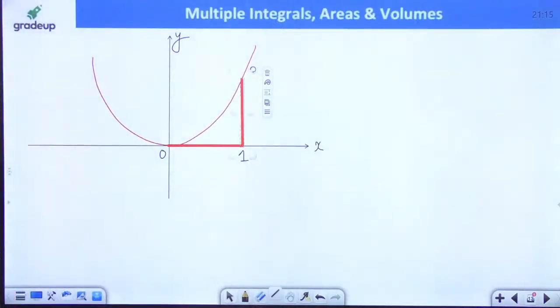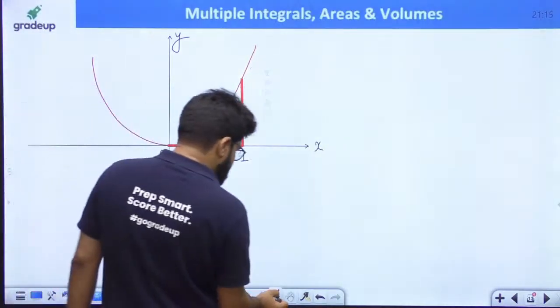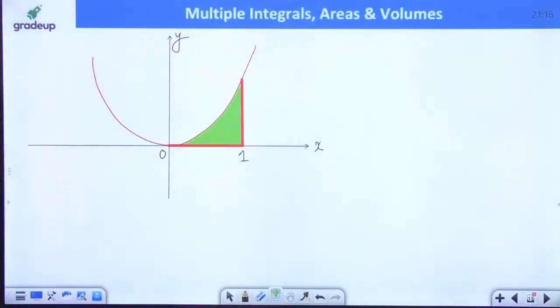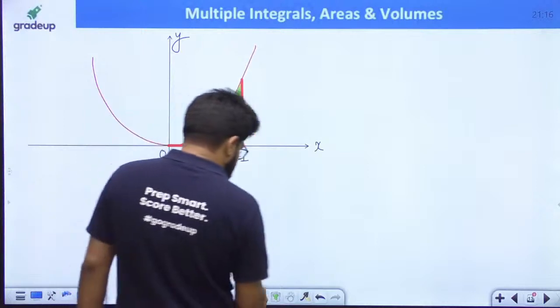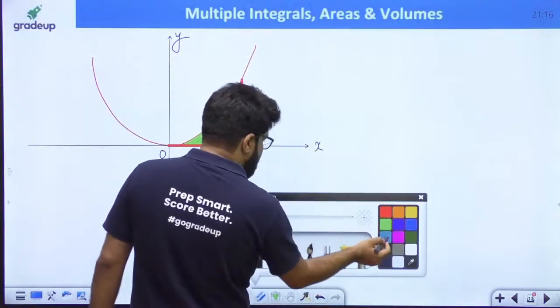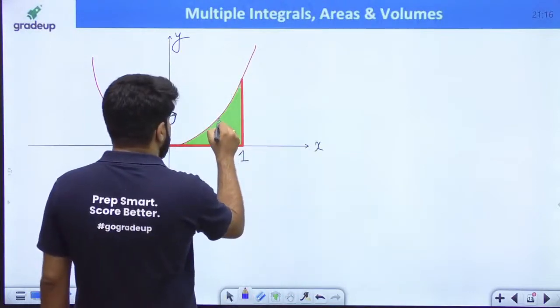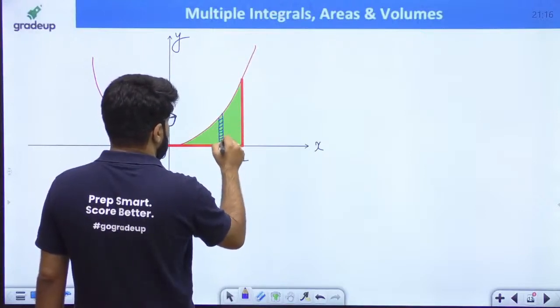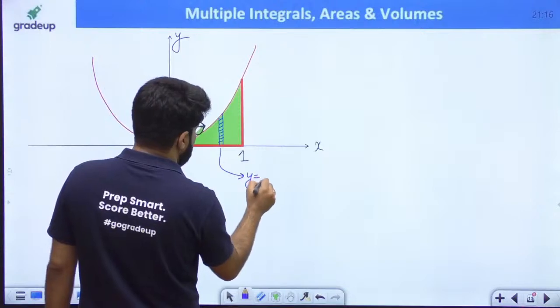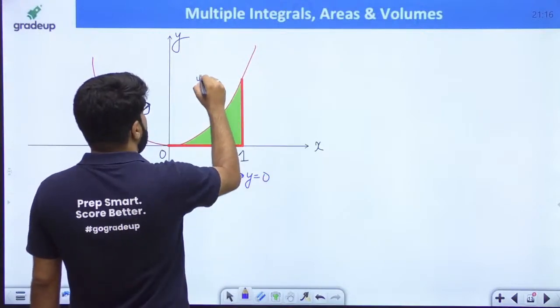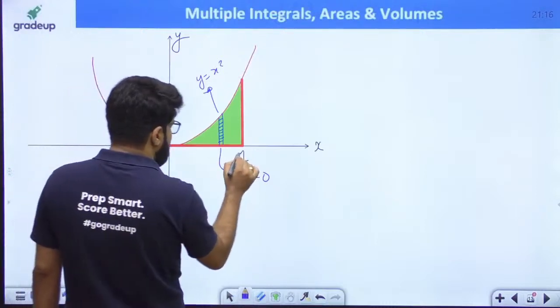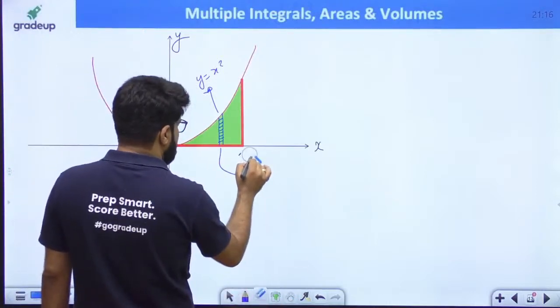This should be the particular portion. Let me show you by the strip again. If I want to take the strip here, this will be the strip: y equal to 0 to y equal to x square, x equal to 0 and this is x equal to 1.